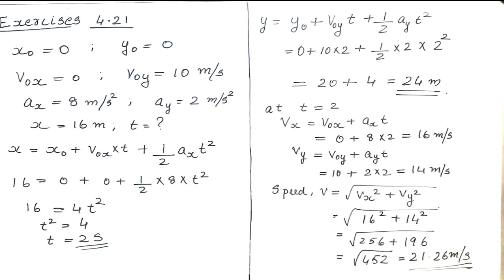Same method we are using. And we will find the speed of the particle. So at t equal to 2 seconds, we'll get vx is equal to 16 meter per second and vy is equal to 14 meter per second. So speed we are getting as root 452, that is equal to 21.26 meter per second.